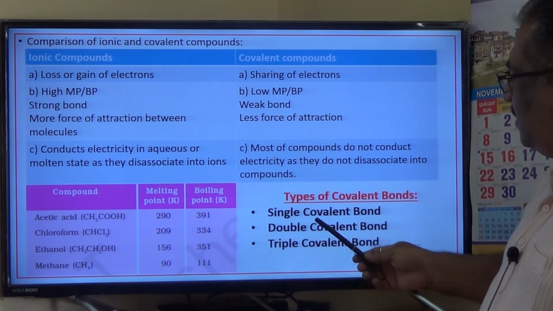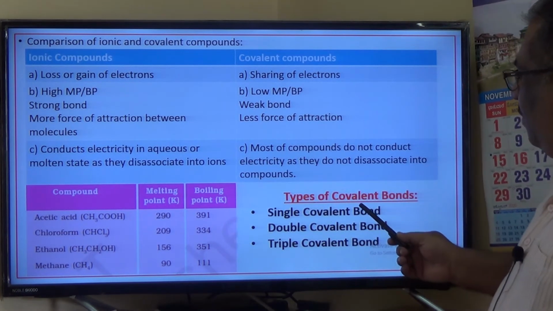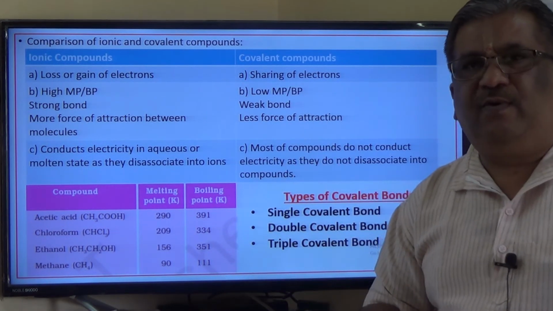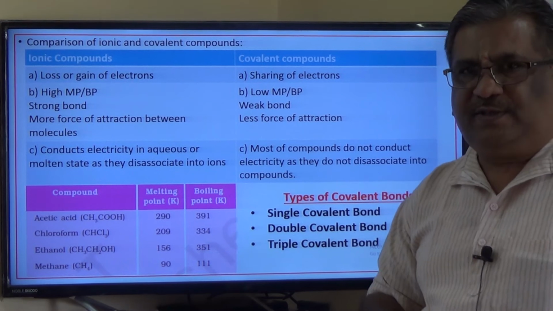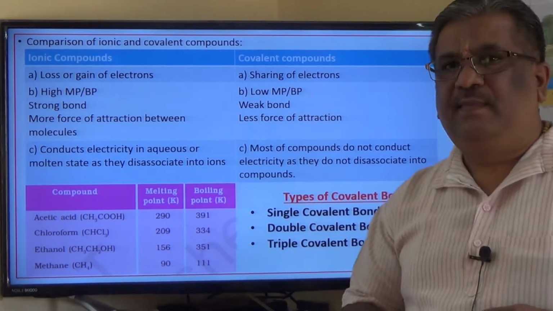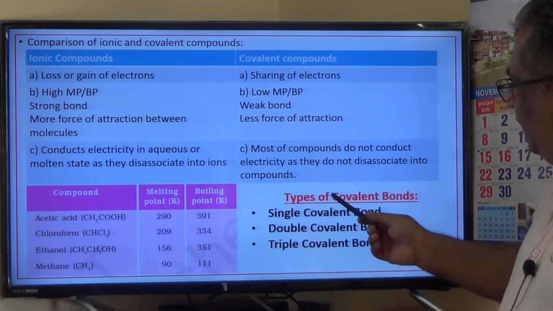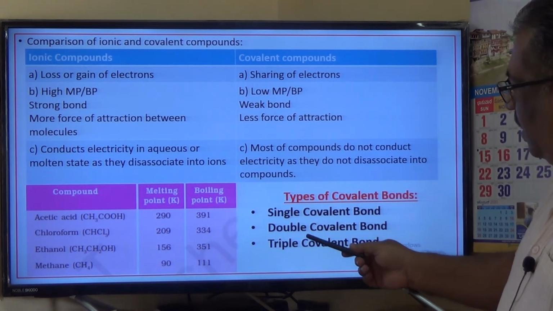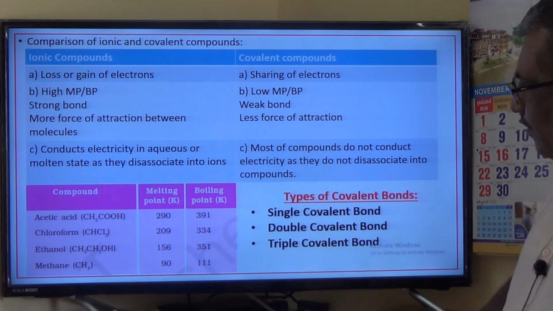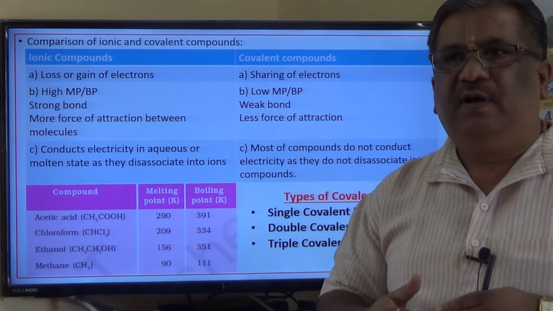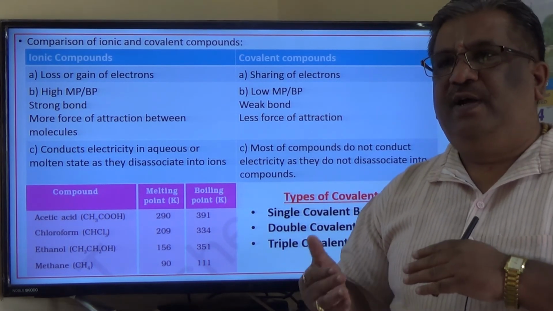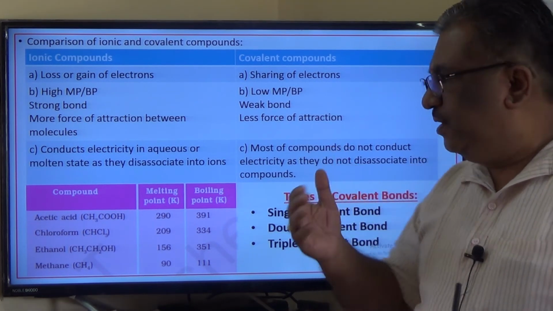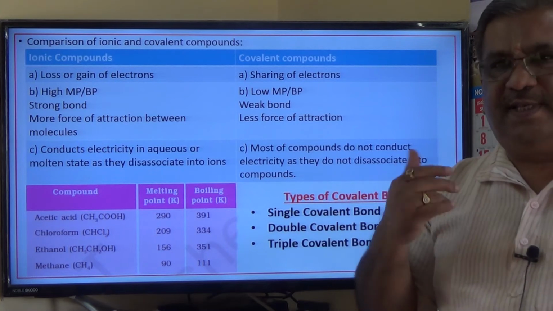Now let us understand the types of covalent bonds. First, make a note of this one, and then we'll go for types of covalent bonds. There are mainly three types: single covalent bond, double covalent bond, and triple covalent bond. What are these bonds, and how to represent the Lewis dot structure and the bond structure for these three different types of compounds, we'll see.